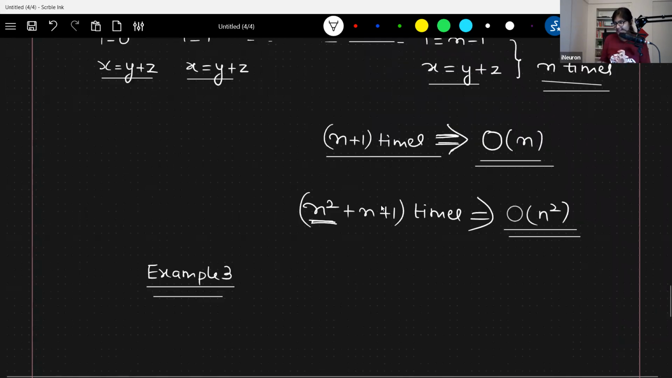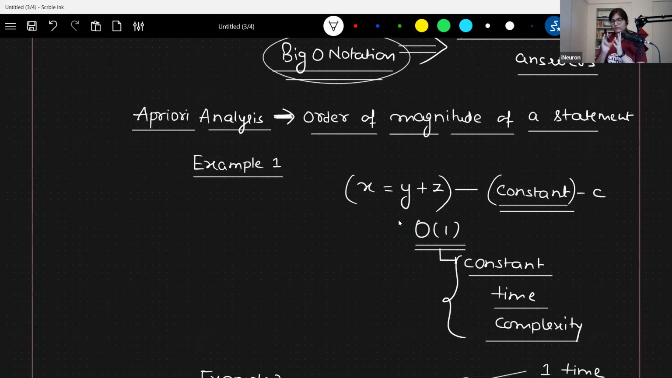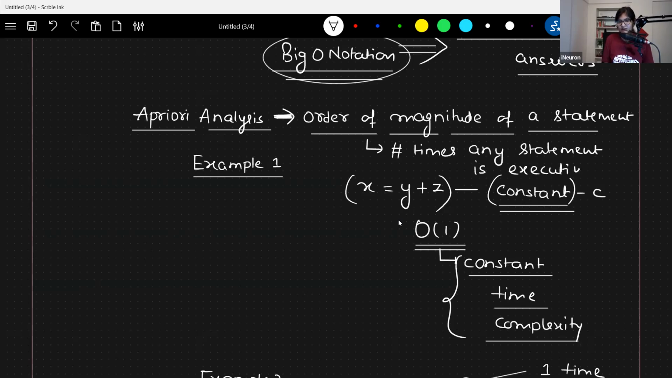So as a repetition, whenever you're talking about a priori analysis, it means that we are talking about order of magnitude. What is the meaning of this? The number of times any statement is executing. Now, this particular thing you always have to keep in your head.